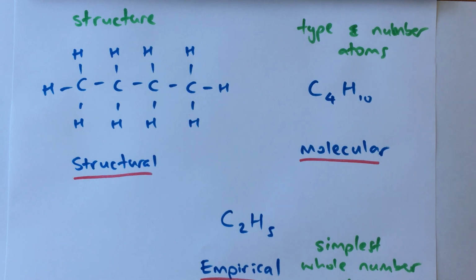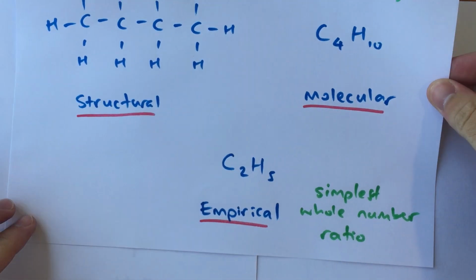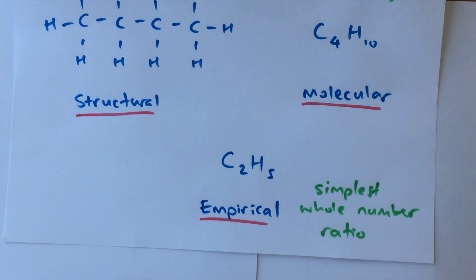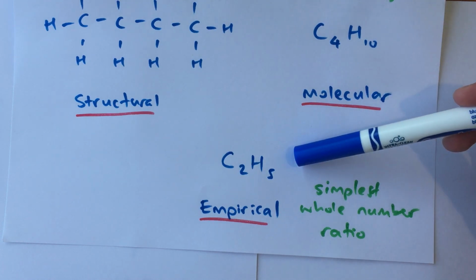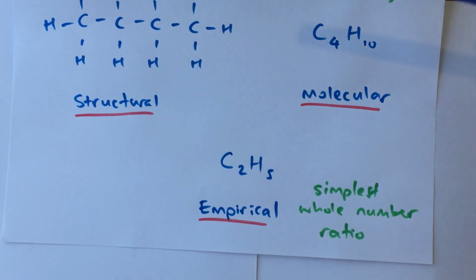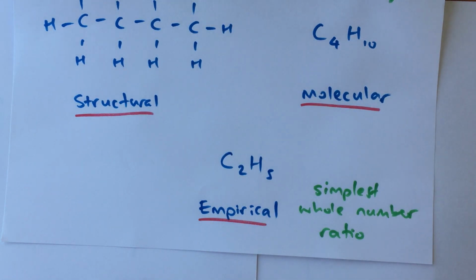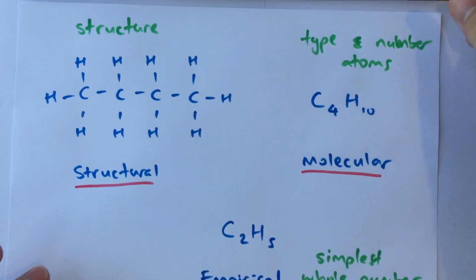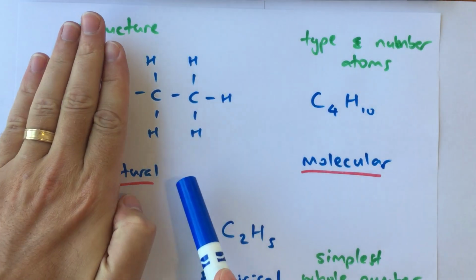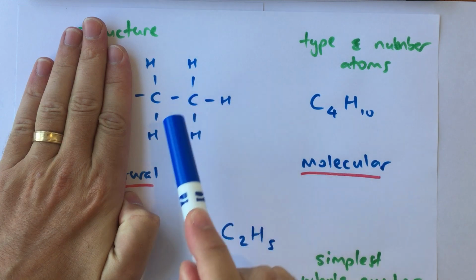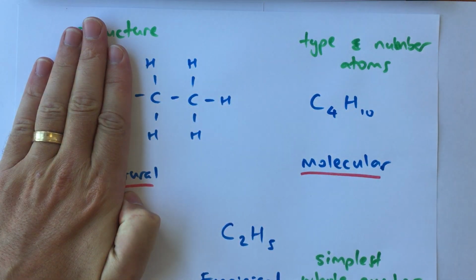If I want one less layer of detail, I can have the empirical formula. The empirical formula tells me the simplest whole number ratio of atoms present. So the empirical formula for this same compound, for C4H10, is C2H5. It tells me that for every 2 carbon atoms, there are 5 hydrogen atoms. So I can see that up here in my structural formula, if I look at just half of the molecule. For every 2 carbon atoms, there are 5 hydrogen atoms.